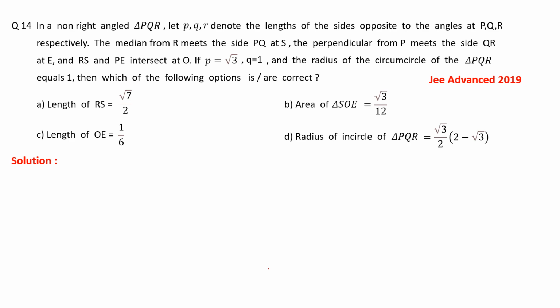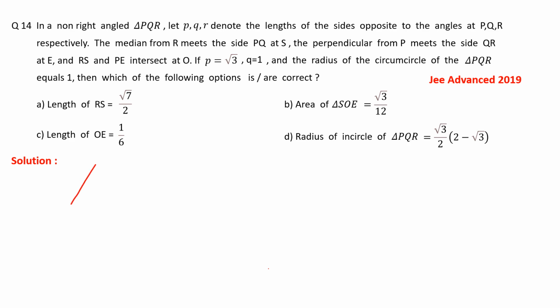It says, in a non-right angle triangle PQR, let small p, small q, small r denote the lengths of the sides opposite to the angles at P, Q, R respectively. The median from R meets the side PQ at S. The perpendicular from P meets the side QR at E, and RS and PE intersect at O. If small p equals root 3, small q equals 1, and the radius of the circumcircle of the triangle PQR equals 1, then which of the following options are correct?